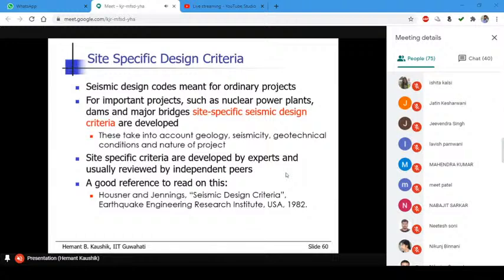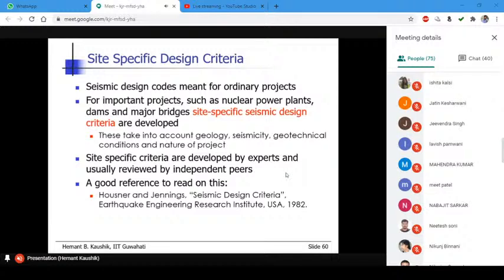But you have to take into account the local geology, local seismicity, local geotechnical conditions, and the nature of the project before you can design the dam. Similarly for nuclear power plants, similarly for bridges also. In those cases, you have to develop your own site-specific response spectrum by considering the past seismicity, by looking for the ground motions that were experienced in that region in the past.